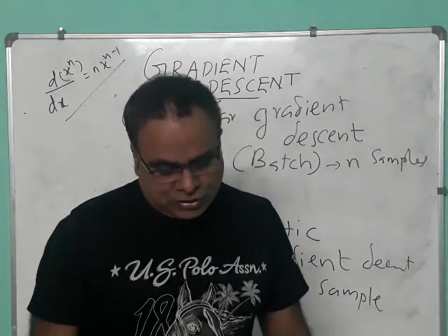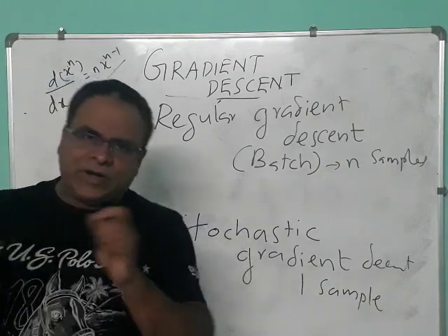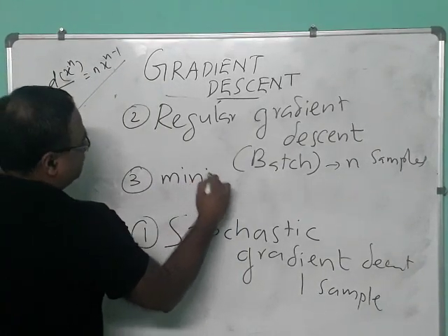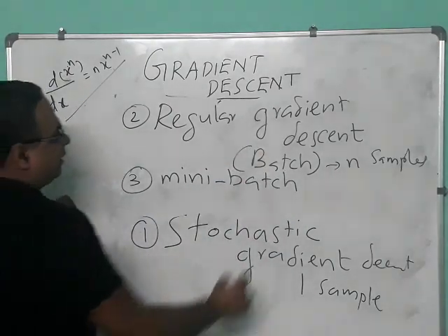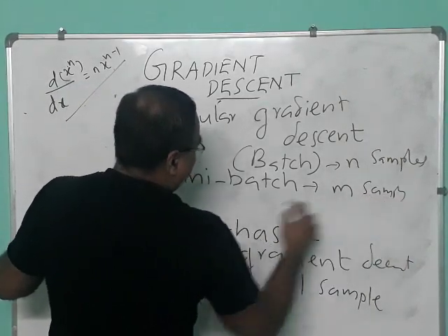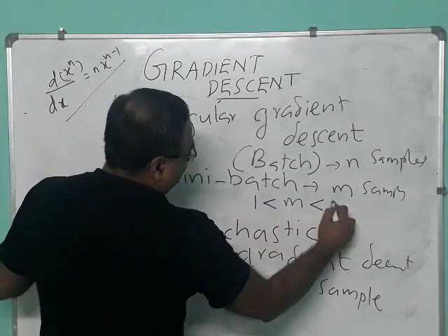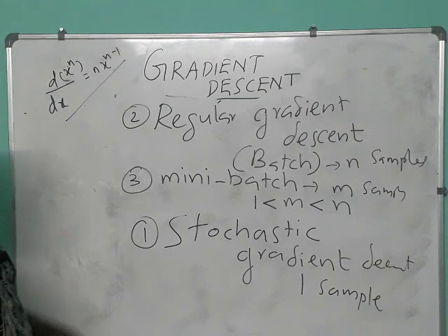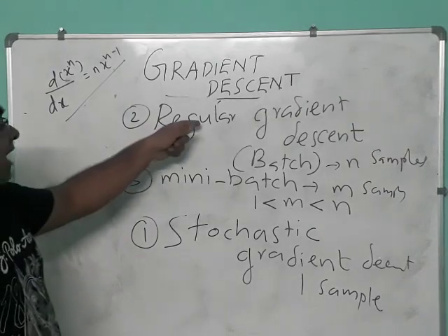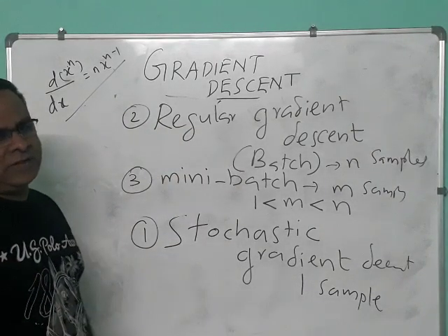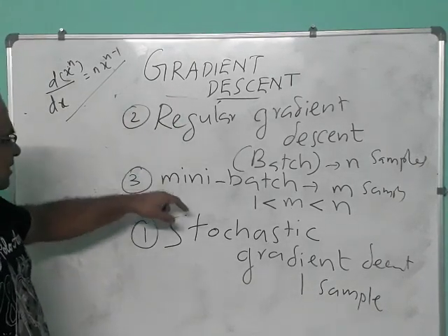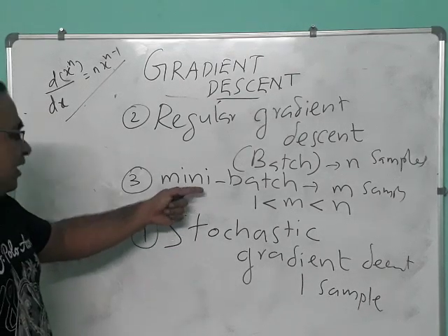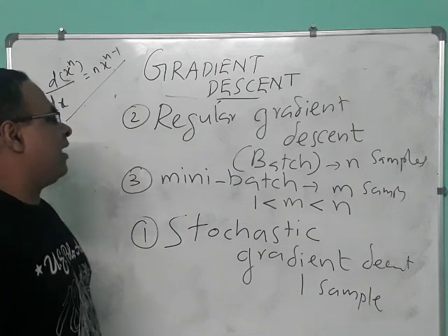And there is another approach. We will take not all and not even one, in between some values we will take. Such a process we call mini batch gradient descent. Here we take m samples, and this m is less than n, in between. So this m is between 1 and n. That is known as mini batch. This mini batch will be more accurate than the stochastic gradient descent and less accurate than the batch gradient descent. So the most accurate is the batch. After that, mini batch. After that, stochastic. The fastest is stochastic. After that, mini batch, and the slowest one will be the regular gradient descent.